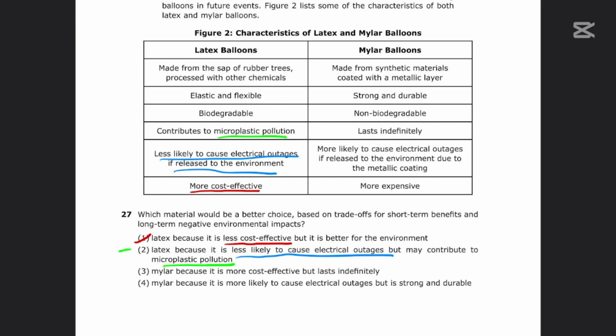Number 3 says mylar because it is more cost effective. Well, it says mylar is more expensive, so we can get rid of that. And then choice 4, mylar because it is less likely to cause electrical outages. Here it says it's more likely to cause electrical outages. That's a reading question, guys. There should be no reason that you get that one wrong.